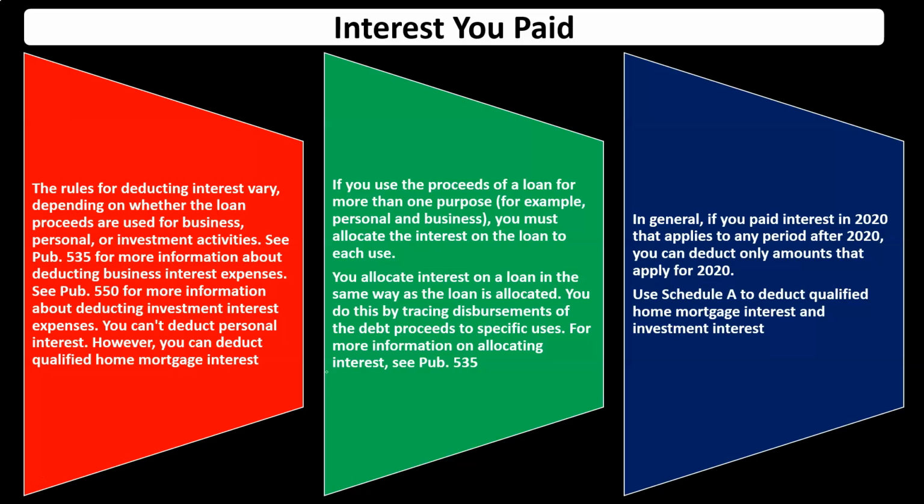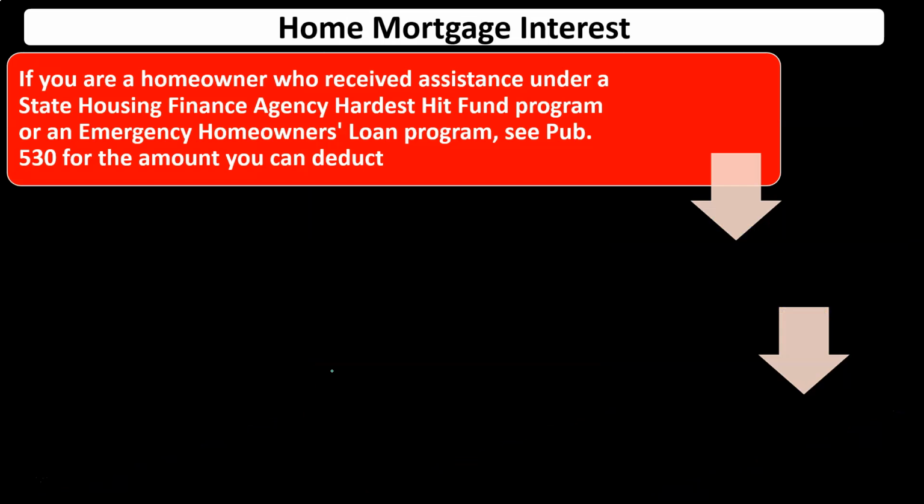Obviously, usually, if someone has a home loan and they got it when they purchased the home, then the whole home loan would be part of the purchasing process and you wouldn't be in that situation typically. So in general, if you paid interest in 2020 that applies to any period after 2020, you can deduct only amounts that apply for 2020. So use Schedule A to deduct qualified home mortgage interest and investment interest.